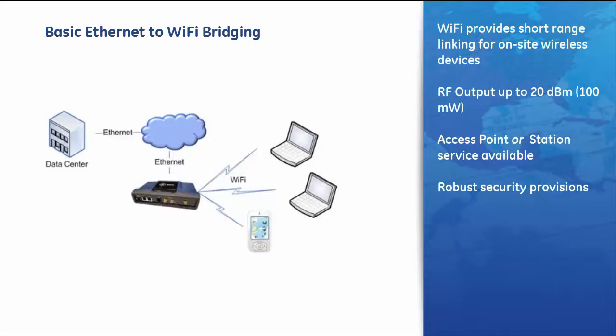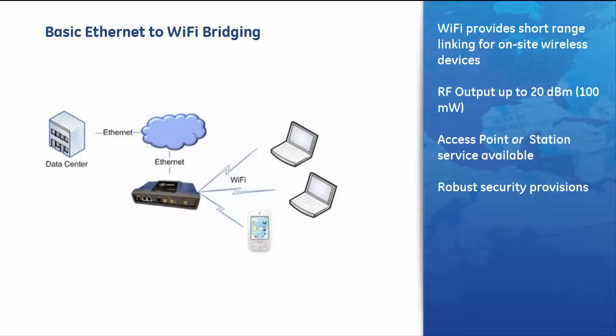The Orbit provides Wi-Fi connectivity and complies with the IEEE standard 802.11 B, G, and N. Wi-Fi is intended as a short-range link to provide communication with on-site devices, such as a laptop PC, smartphone, a wireless camera, or any other Wi-Fi capable device. Power output for Wi-Fi service may be set to a maximum of 20 dBm or 100 milliwatts.